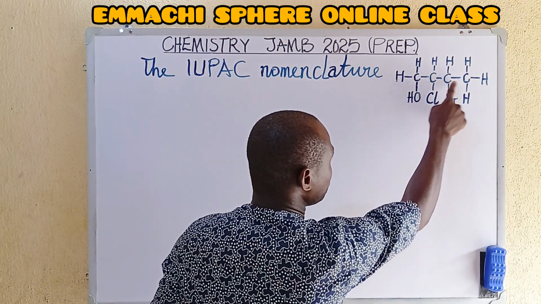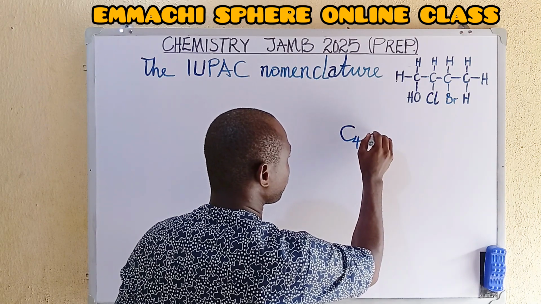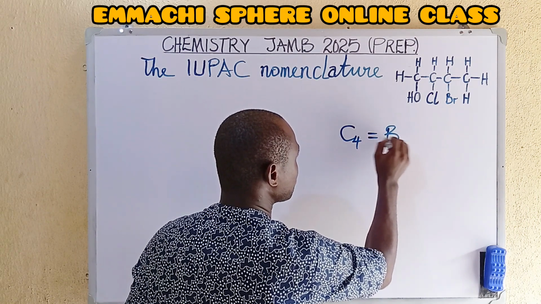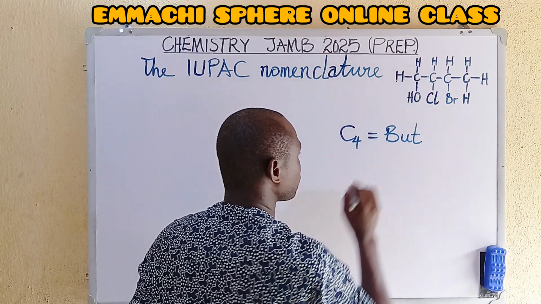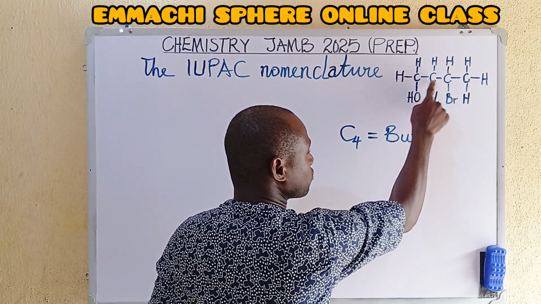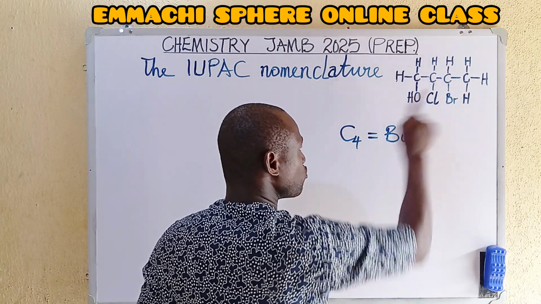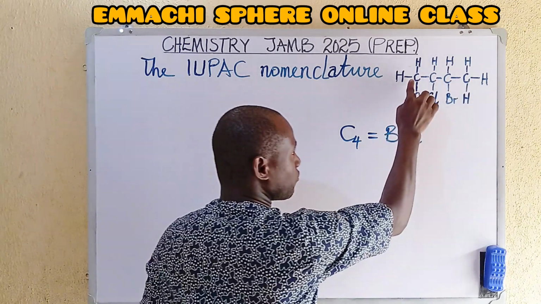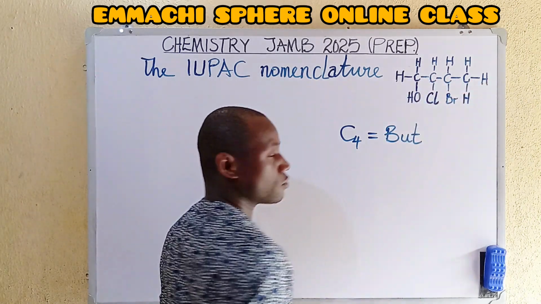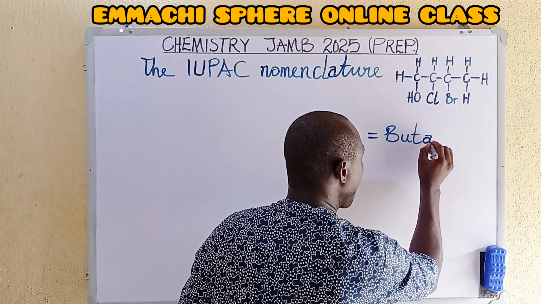1, 2, 3, 4. Four carbon atoms, and so a carbon chain of 4 is referred to as but-. Then, carbon to carbon, is it single bonds all through, or is there a double bond or a triple bond? From what we have here, it is carbon to carbon single bonds all through, and that makes it an.